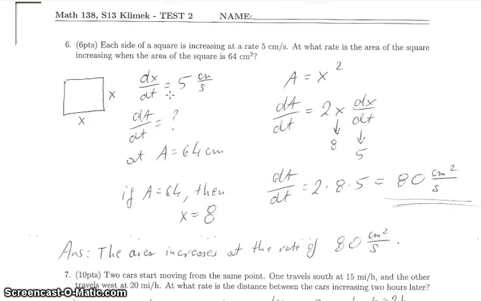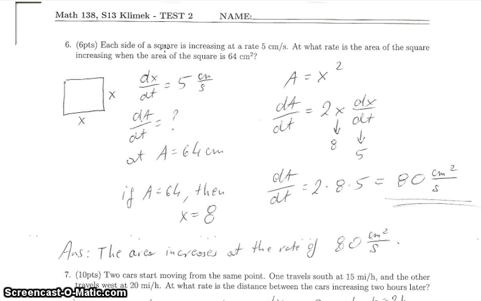Problem 6. Each side of a square is increasing at the rate of 5 centimeters per second. At what rate is the area of the square increasing when the area of the square is 64 square centimeters? So here's my pretty square. Each side I labeled as x. You could choose another letter, any letter you want, as long as you stick to the same letter throughout the entire problem.